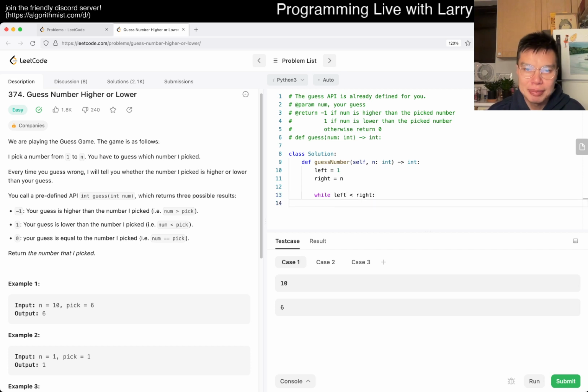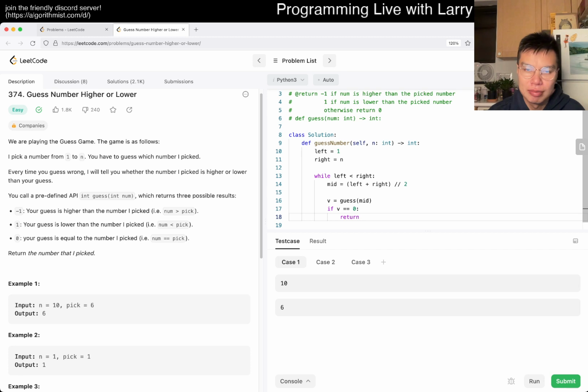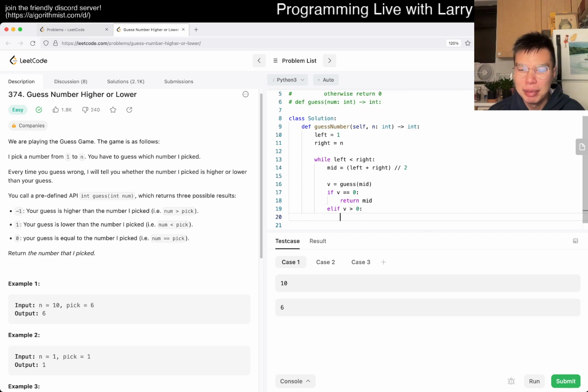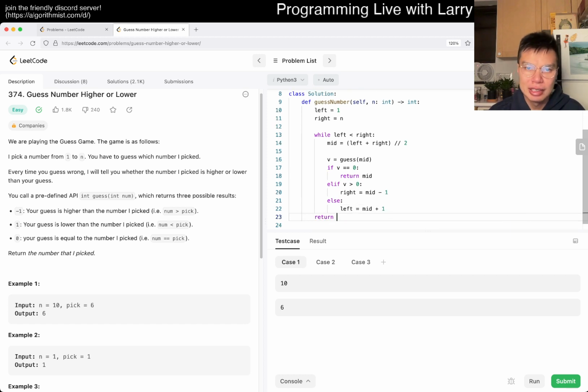So I have something like this. Mid is equal to left plus right over 2. And then basically let's say v is equal to guess of mid. If v is equal to 0, then we just return mid, right? Else, if v is greater than 0, then the number is smaller, so that means that right is equal to mid minus 1, else left is equal to mid plus 1. I think that's pretty much it, really. And if they converge, it doesn't matter which one you use.